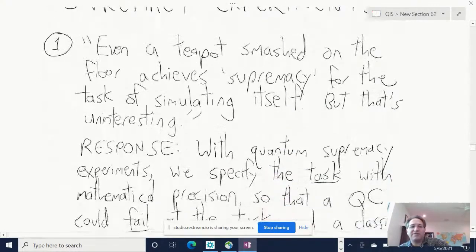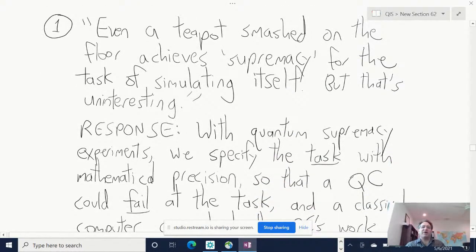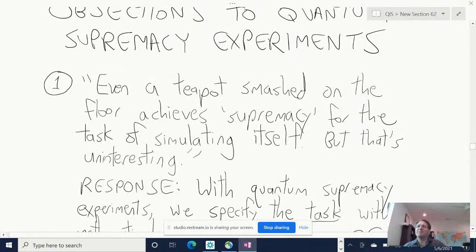Okay, so the first objection is one that the mathematician Richard Borcherds recently offered on YouTube, and I wrote a blog post responding to it. He sort of parodied quantum supremacy with the example of a teapot. He said, look, if I took a teapot and I just smashed it on the floor, that would achieve supremacy over classical computers for the task of simulating a teapot that is smashed on the floor.